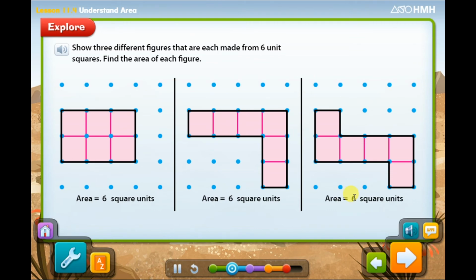How are the 3 figures the same? They have the same area. How are the 3 figures different? Their shapes are different.